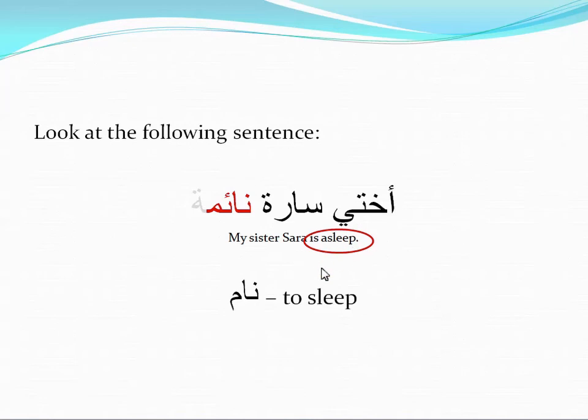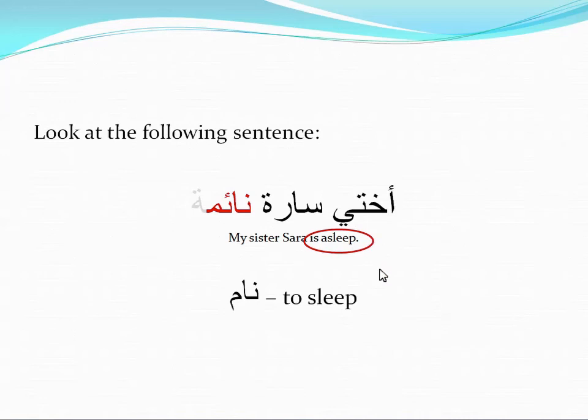But really, literally what is happening in Arabic, and this is probably the easiest way to keep the logic straight, is my sister Sarah is one who is sleeping right now. Just like a driver is one who drives. A writer is one who writes. This person is one who sleeps. It means she's sleeping right now.